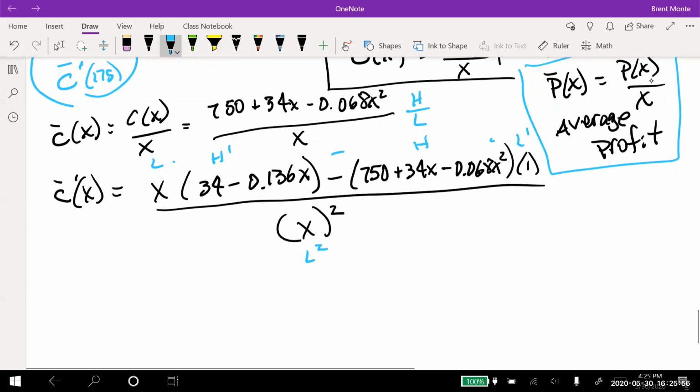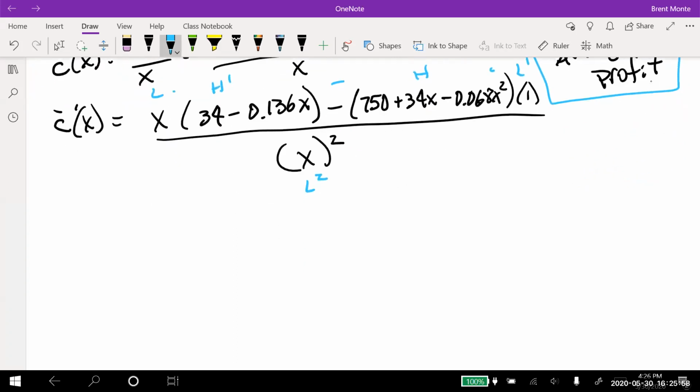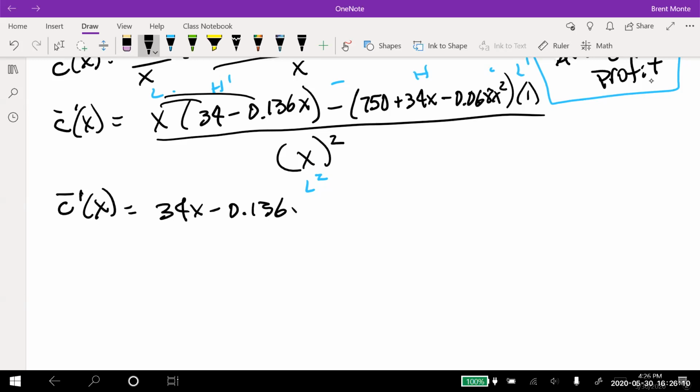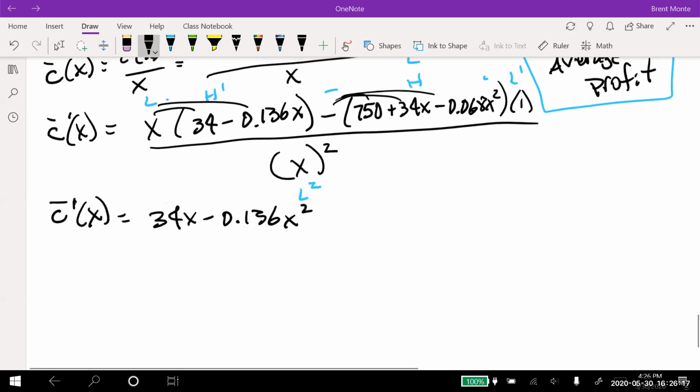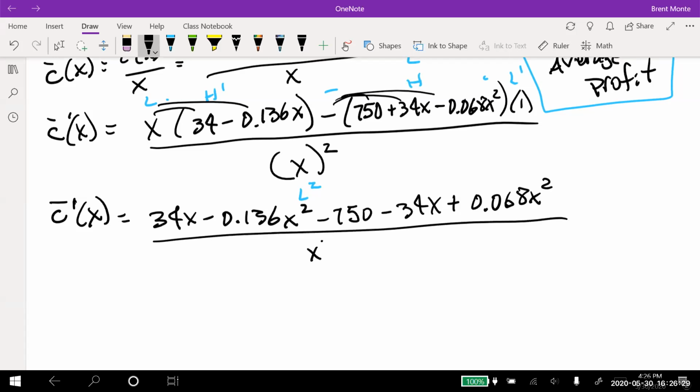Okay, so we've got all that. Now let's just clean it up. C bar prime of x. I'm going to distribute here, so I get 34x minus 0.136x squared. The 1 times negative, I'm just distributing negative 1. So minus 750 minus 34x plus 0.068x squared all over x squared.